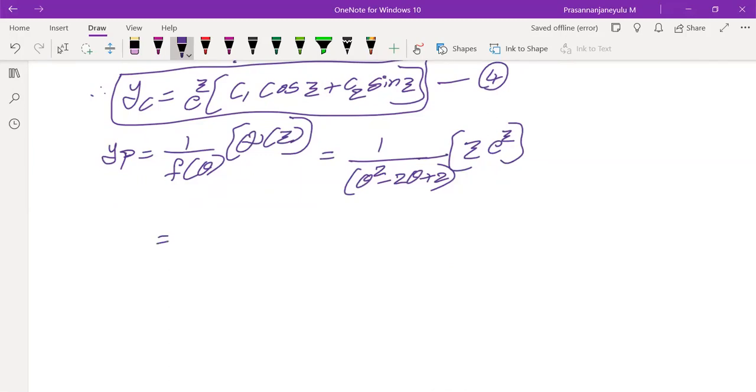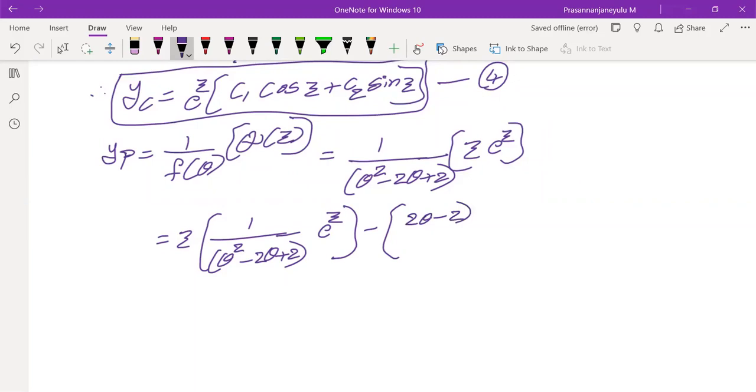Okay, so what is type 5? 1 by f of theta of z into v of z is there. Then the process is z into 1 by f of theta, that is theta square minus 2 theta plus 2 of v of z. V of z is here e power z, minus f dash of theta, nothing but 2 theta minus 2, by the denominator theta square minus 2 theta plus 2 whole square of v of z, which is e power z. So better I write the formula here using type 5 of finding yp.